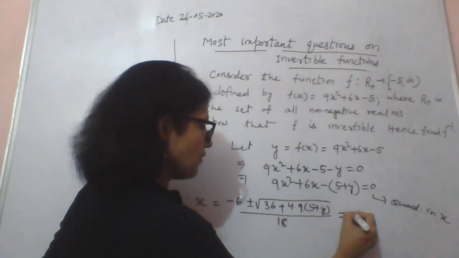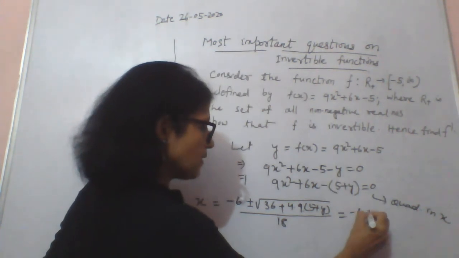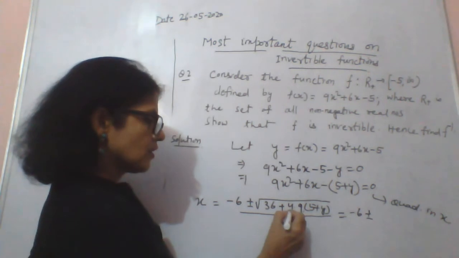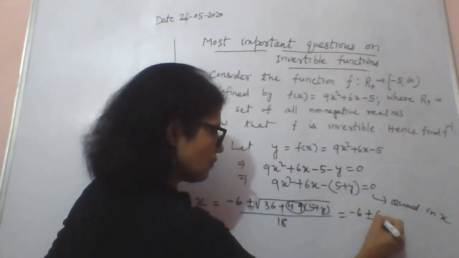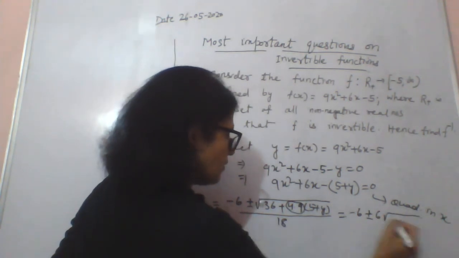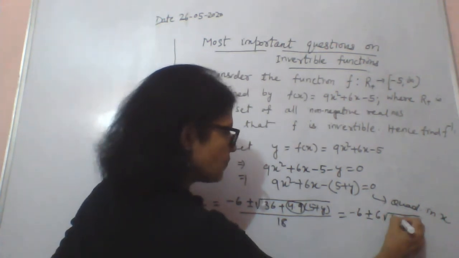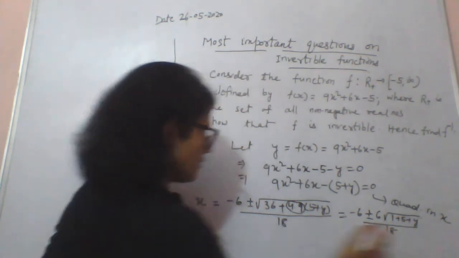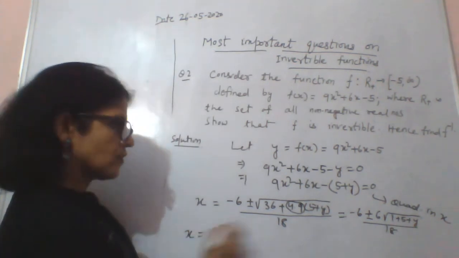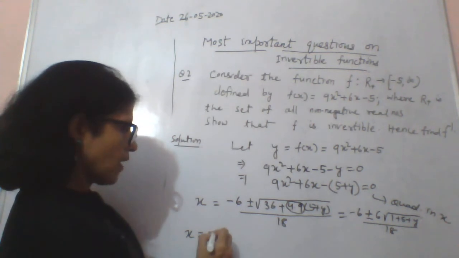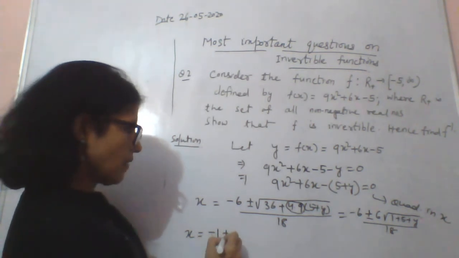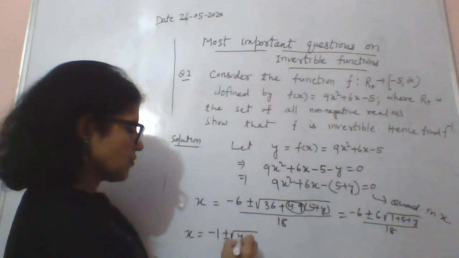So you are getting here −6 ± under root 36; here you have 36, it can be taken out, so it will be 6 under root (1 + 5 + y), divided by 18. So you are getting x equal to, so 6, I think you can cancel it, (−1 ± under root (y + 6)) by 3.